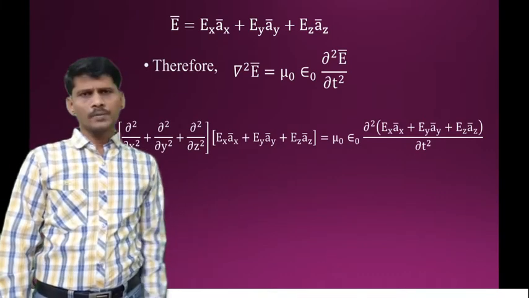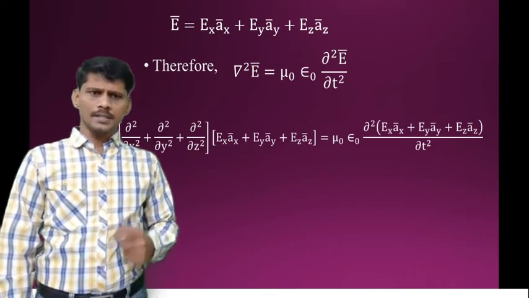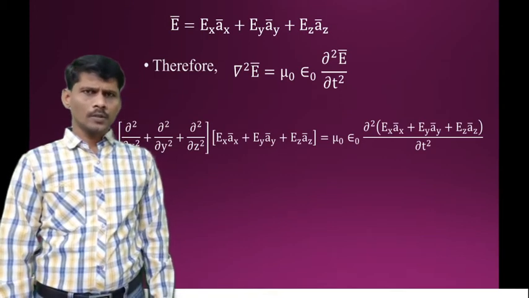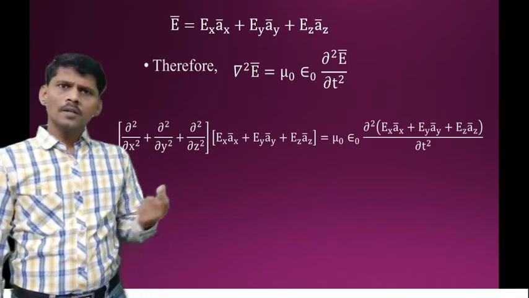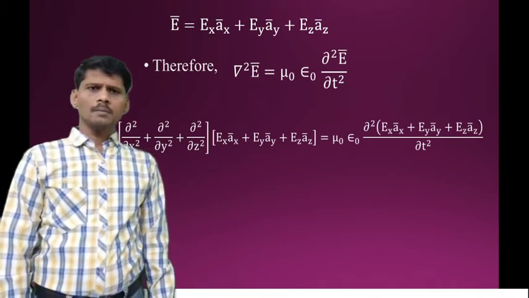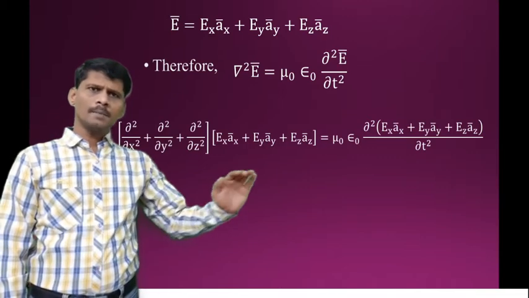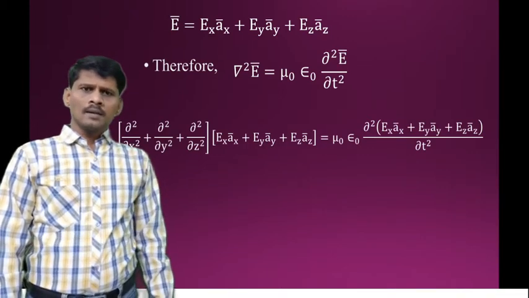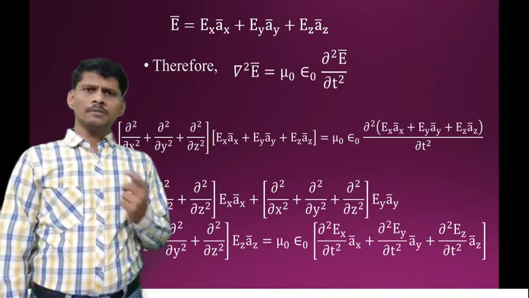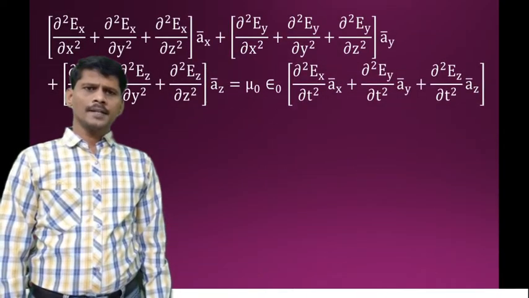The vector form of the electric field intensity is Ex Ax bar plus Ey Ay bar plus Ez Az bar, which is equal to mu naught epsilon naught into dou square by dou t square into E bar. So E bar is the vector form of the electric field intensity. On the LHS, multiply all the terms, and similarly on the RHS. After that, compare both sides for the Ax bar components, Ay bar components and Az bar components.